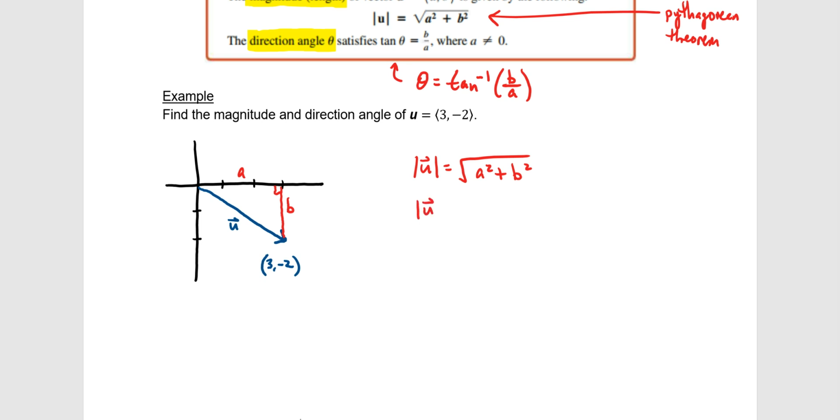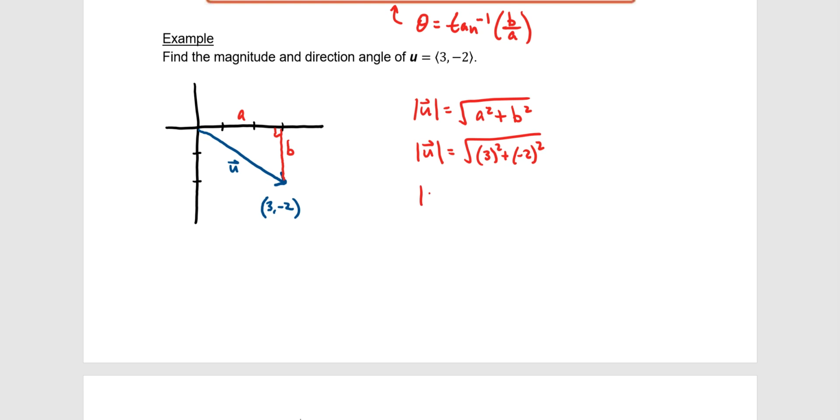The a value is 3, and then the b value is negative 2. So that's going to be 3 squared plus negative 2 squared. And that's going to give us 9 plus 4. So we get the magnitude of u, the length of u, is going to be the square root of 13. Okay, so we can just leave it like that.